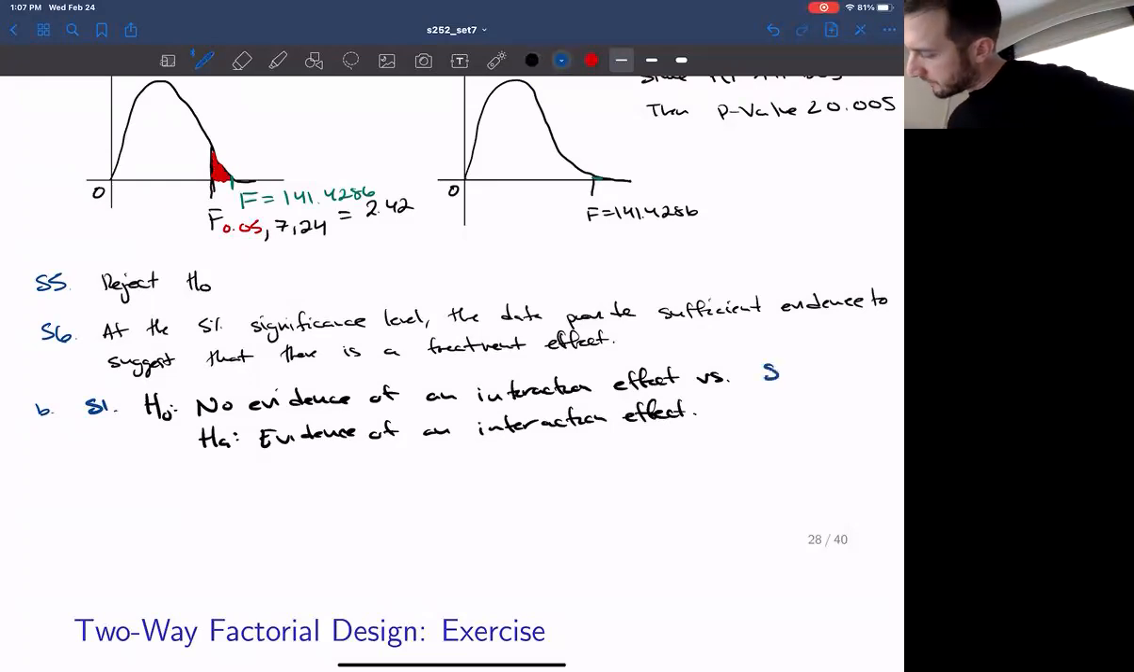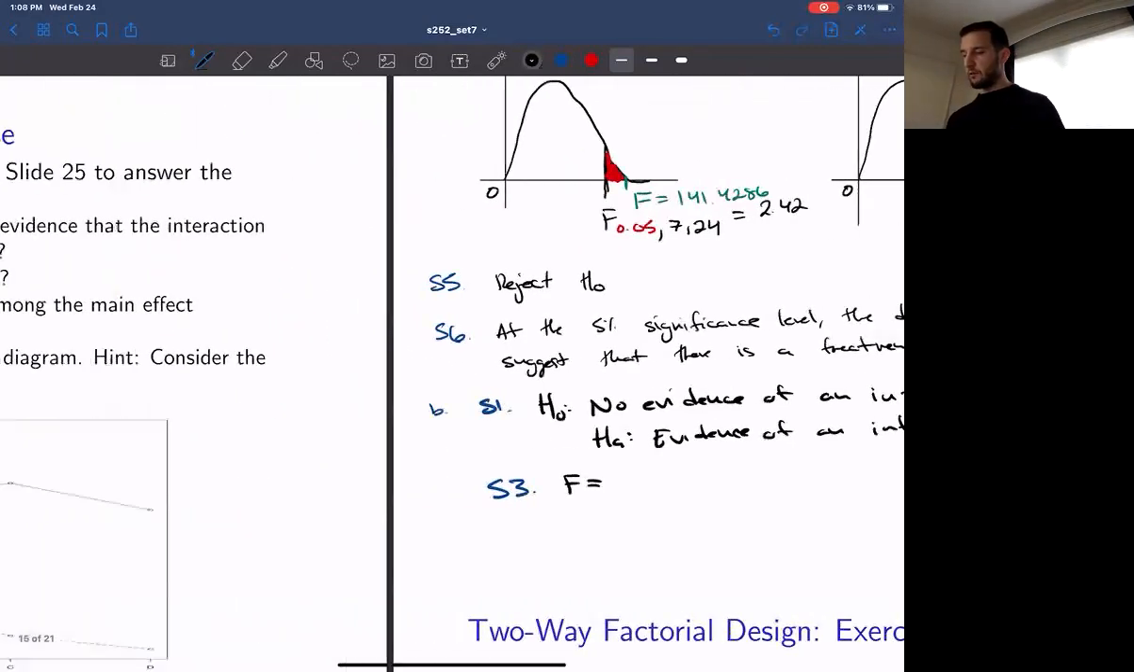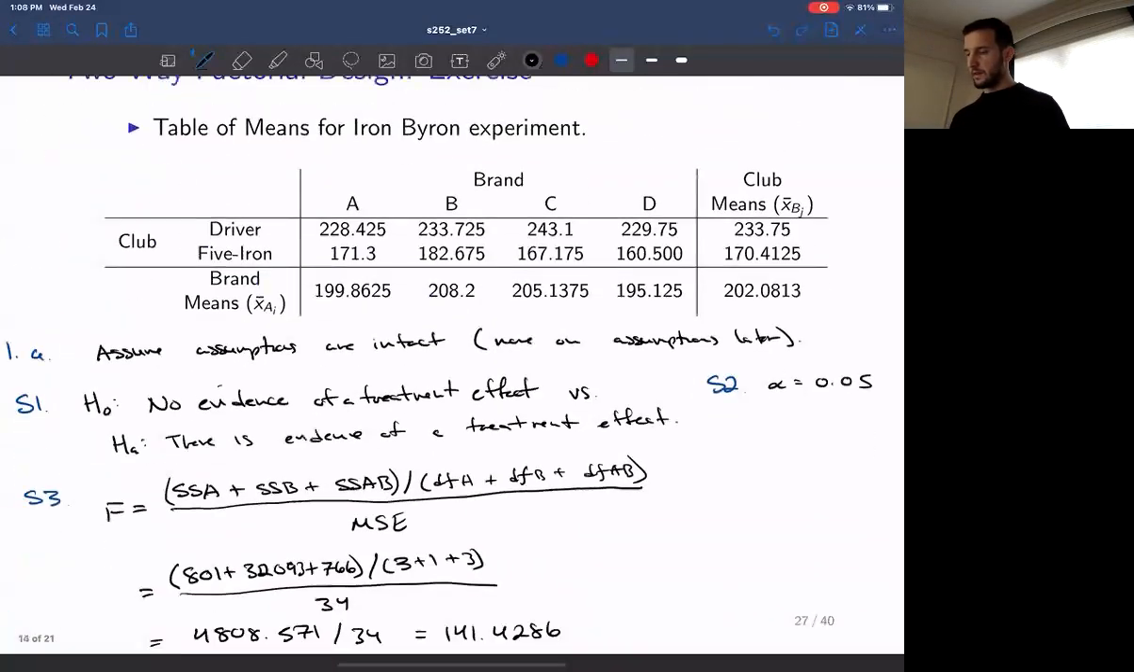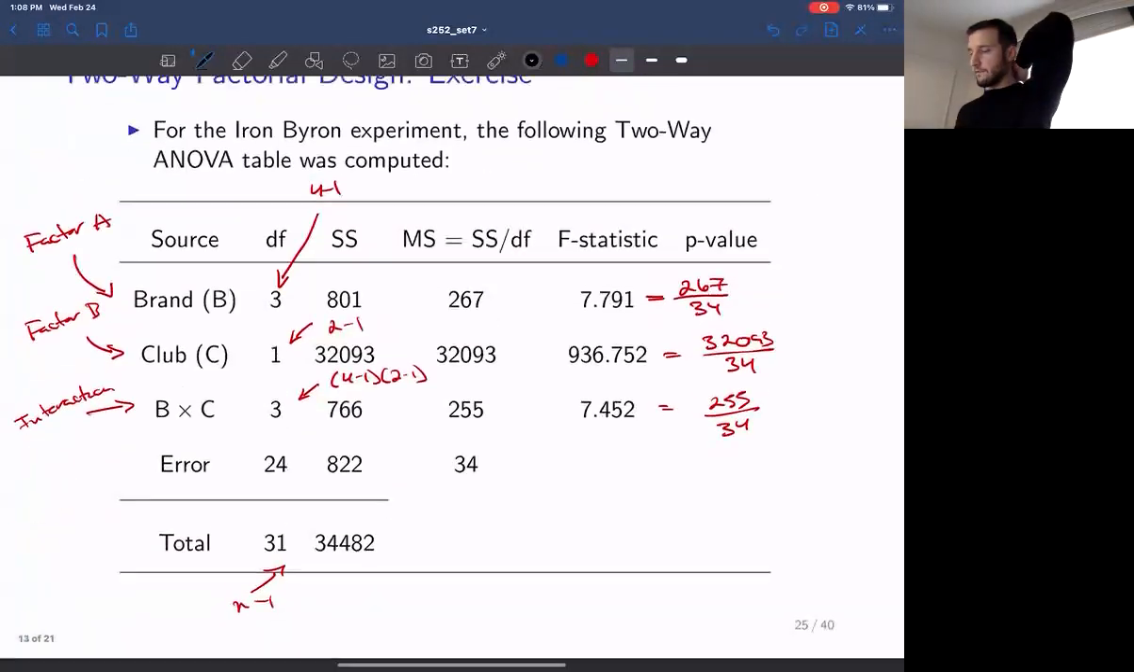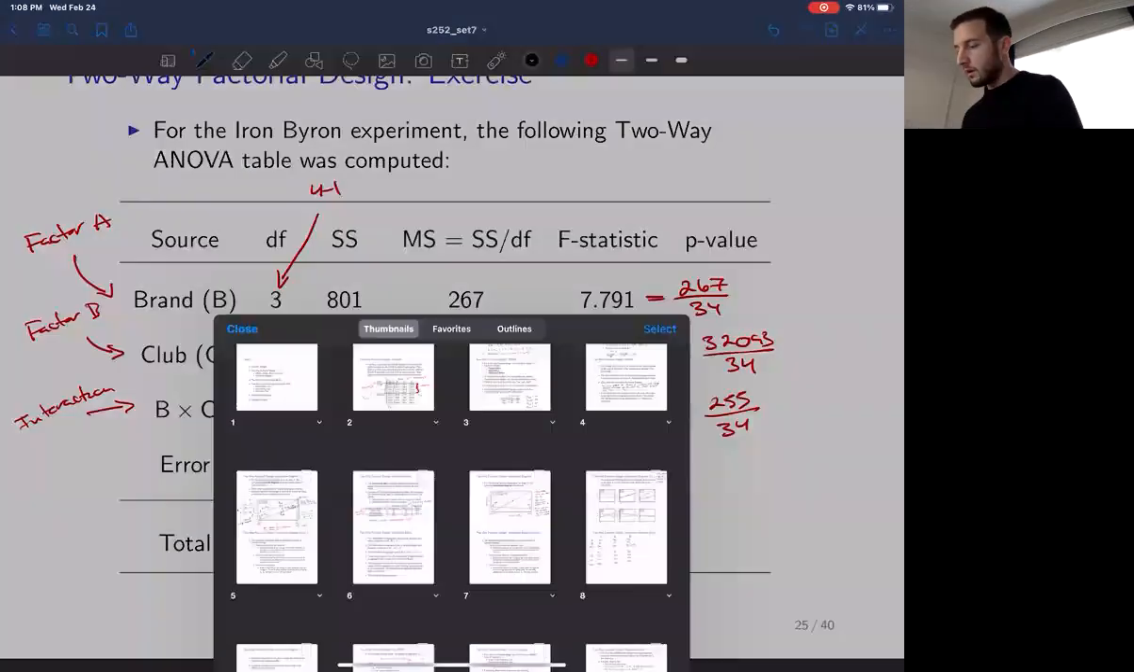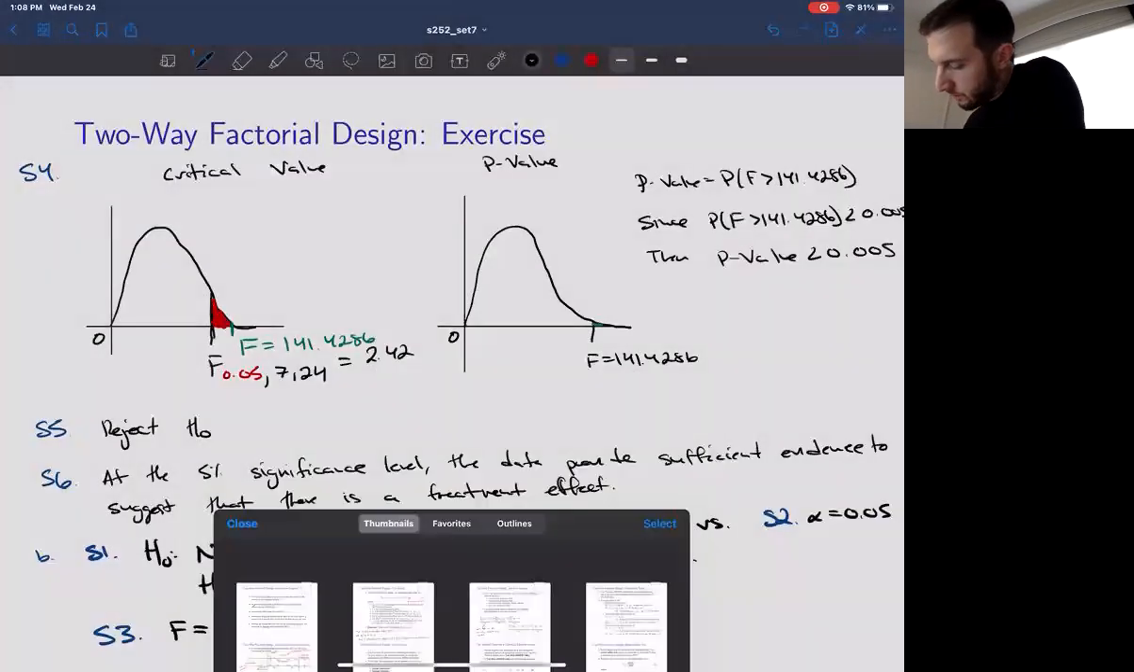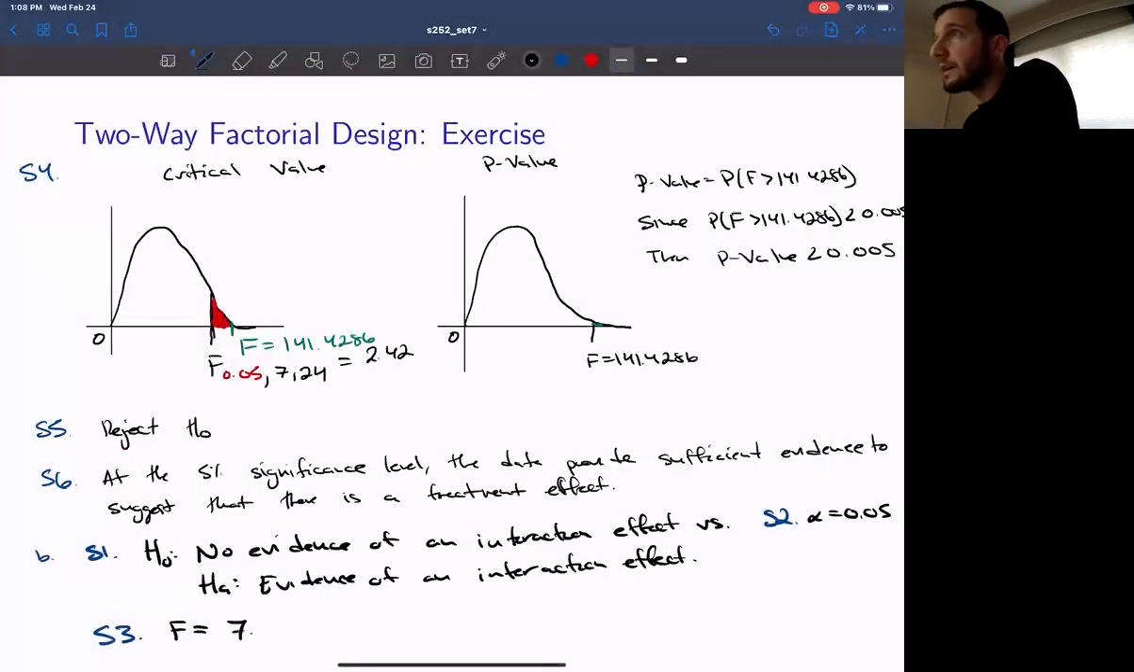Okay, then on step 2, we would state our significance level, which will be 0.05. And then on step 3, we're going to give our F statistic. The F statistic is available in the F table that's given on slide 25. So for the interaction test, the F value is 7.452. So on step 3 here, F is equal to 7.452.